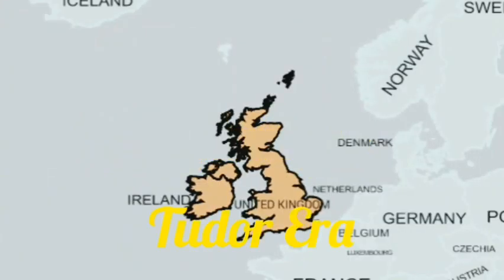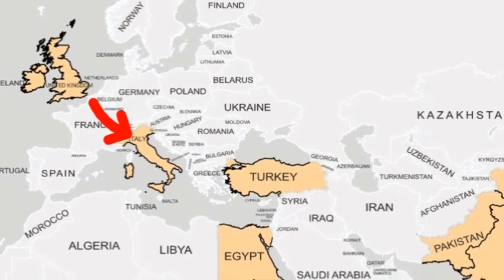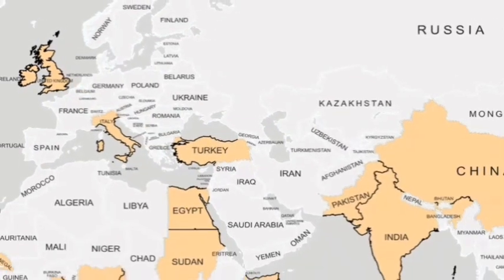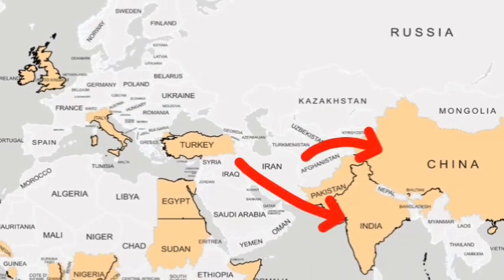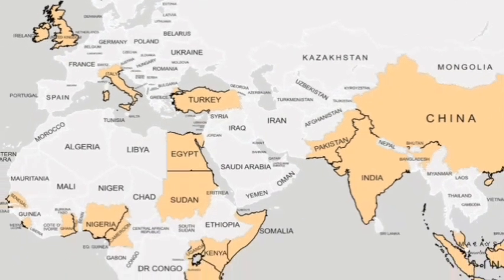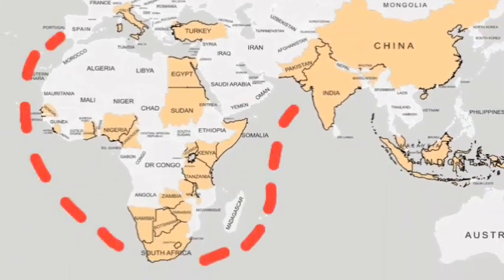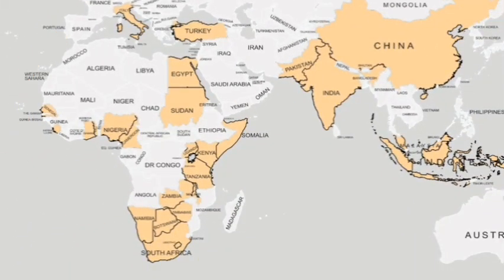During the Tudor era, England sought to bypass the occupied routes of Venice and the Ottoman Empire in order to gain access to the lucrative market of Asia. Other European countries had already made advancements in exploration and overseas expansion.